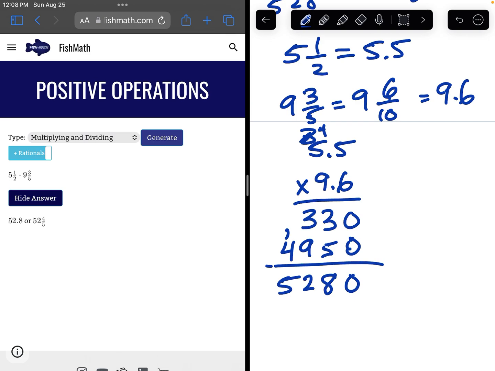Here we go back and we just count how many decimal places did we have. We have 1 here, we have 1 here, so we need 2 total. That moves our decimal in 2 times, and it becomes 52.8. So that's a different way of doing it, not using the mixed numbers. Everyone has their preference, but I think maybe fractions are a little bit faster. But again, you can do it either way.